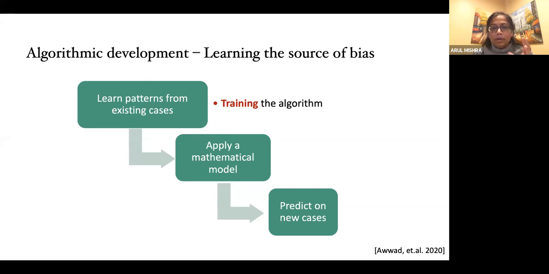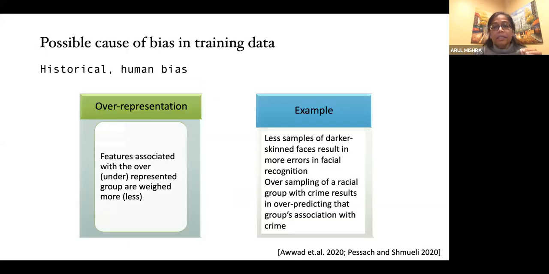So let's look at when it's learning patterns from existing data cases. So this is the point of training. Sometimes bias might creep in from the training data set. And at this point, we need to keep in mind that the training data is being produced by human beings, right? So it may very well reflect human biases. And when the algorithm learns on the training data set, it is learning lots of opinions and judgments of human beings, but it's also learning human bias.